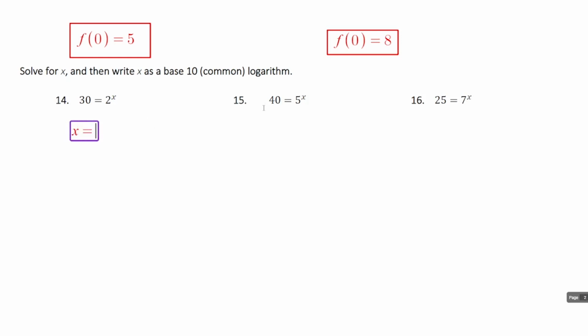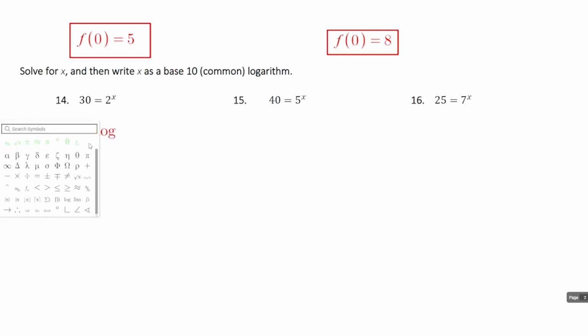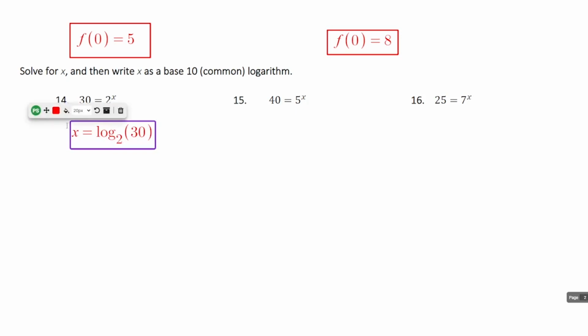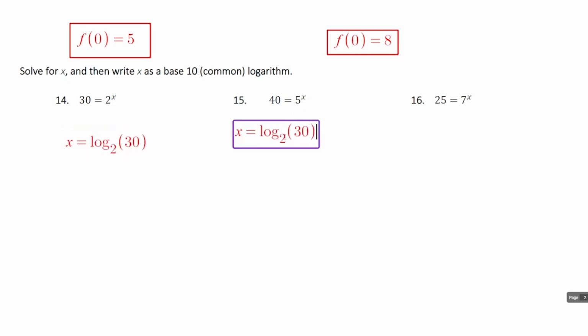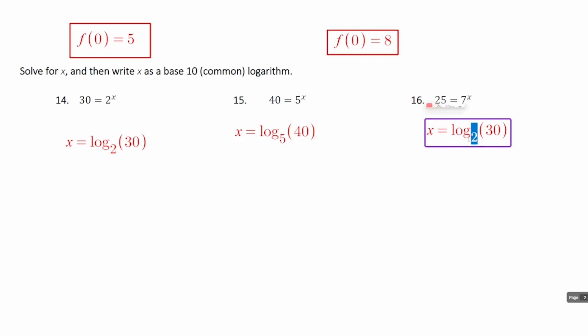We'll have x equals, x is the exponent, remember that's what the logarithm equals, log base, and the base is the same in both cases, so log base 2 of 30. I'm going to come back for my final answer, but it's going to be based on this statement. For number 15, I've got x equals log base 5 of 40. And for 16, I get log base 7 of 25.